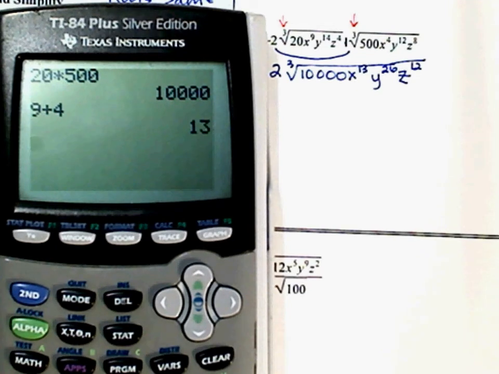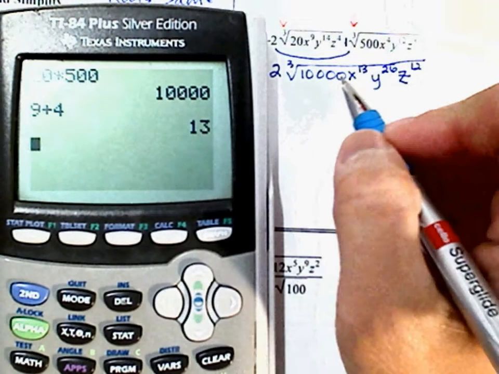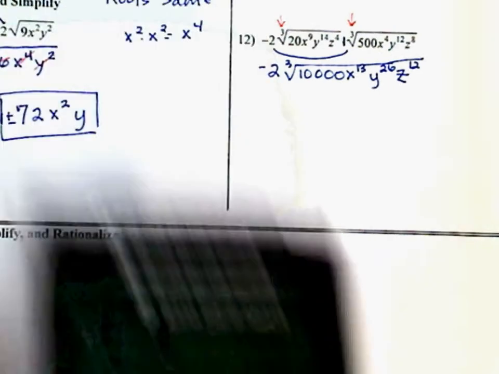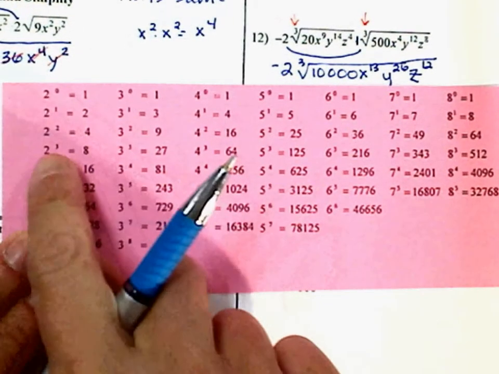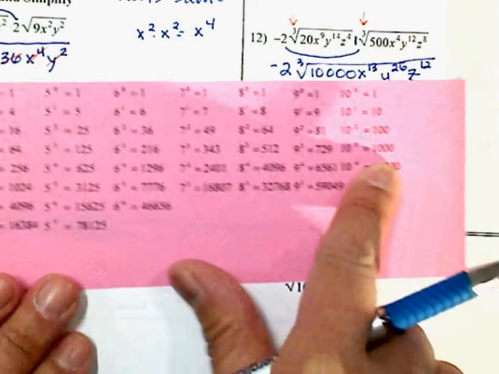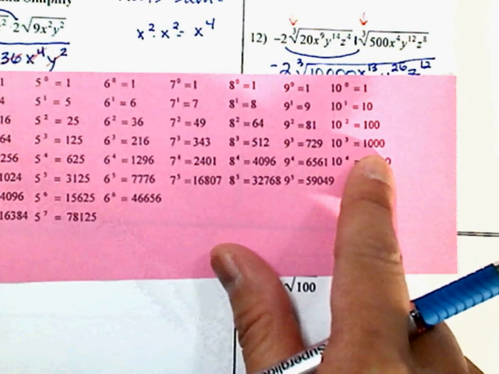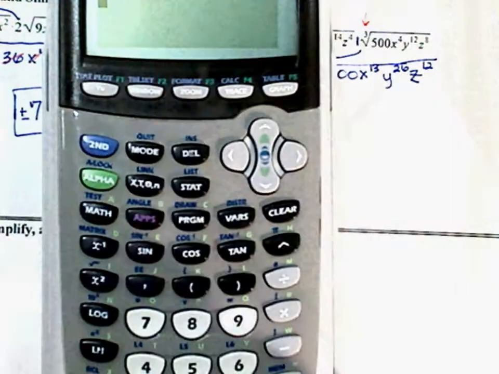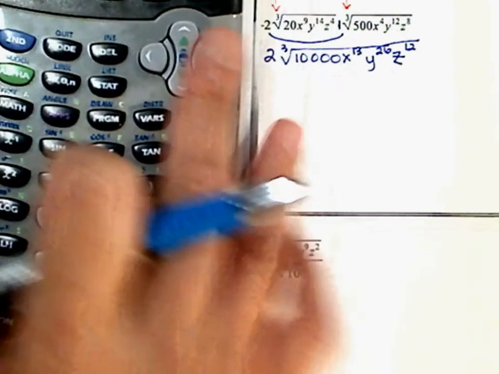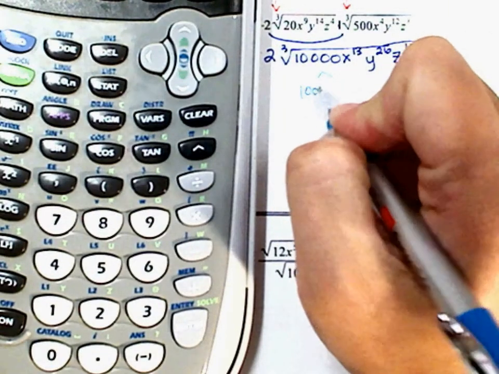And now you can simplify. Here we go. Look at your pink sheet. Look at your cube root. Okay. Here's your cube root. What is a cube root of 10,000? See how there's not one? However, a cube root of 1,000 is 10. So, take 10,000, divide it by 1,000, because there's a perfect root there, and that comes out to be 10, 10, just like that.